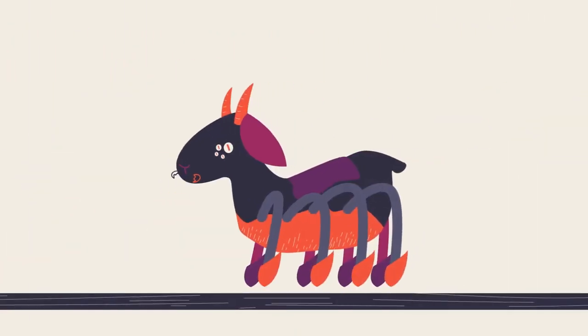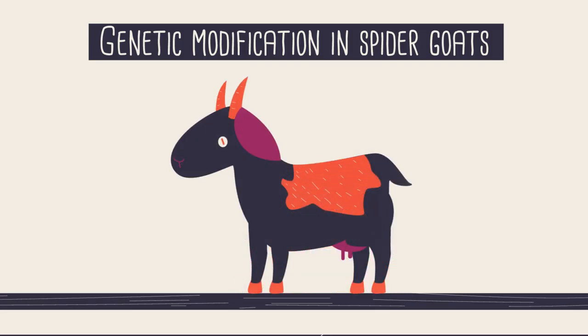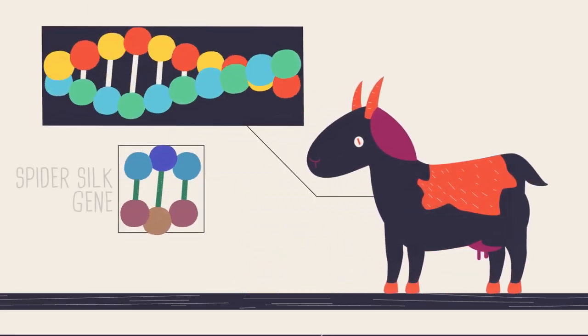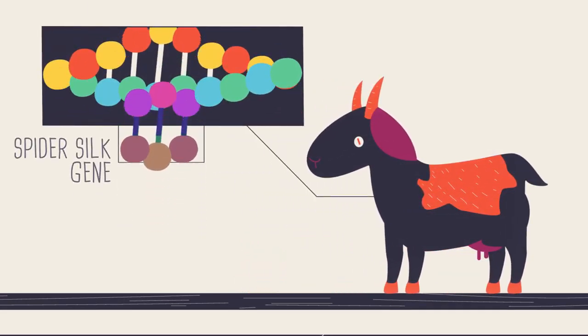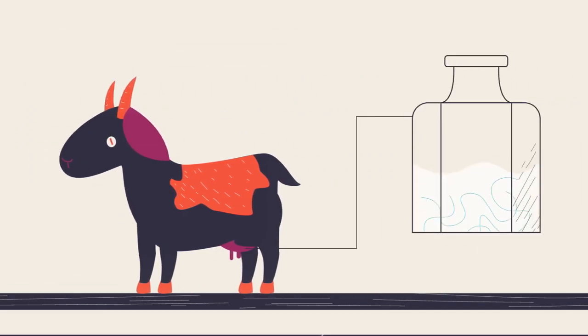Spider goats are also a great example of a genetically modified organism. They aren't as scary as they sound. They're goats that have had the spider silk gene inserted into their DNA, so when female goats lactate, produce breast milk, the milk contains spider silk.